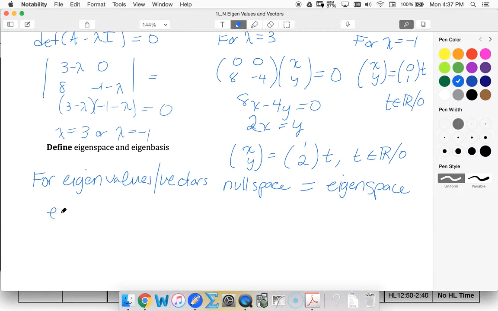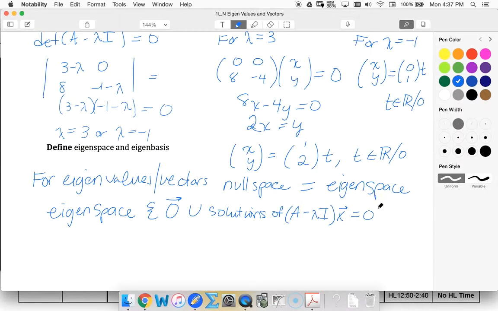So the eigenspace is going to be our 0 vector union with the solutions of (A minus lambda I) x equals 0. If we take only the linearly independent vectors, then we've got our basis.